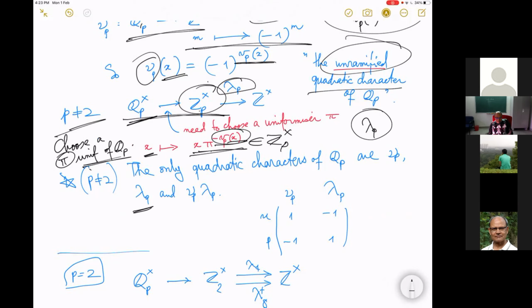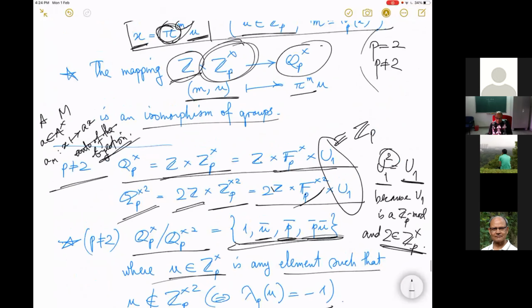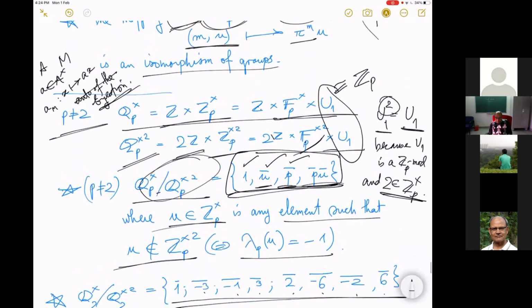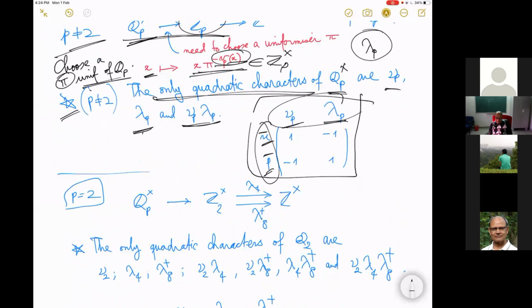Okay, and here's a small matrix giving the values of these quadratic characters, nu p and lambda p, on the two elements which sort of generate Qp star modulo squares. That's what we had, right? Qp star modulo squares is generated by u bar and p bar. u and p generate this quotient. So what are the values of these two quadratic characters on these two elements? These are the two quadratic characters, these are the two elements, and the values are 1, -1, -1, 1.